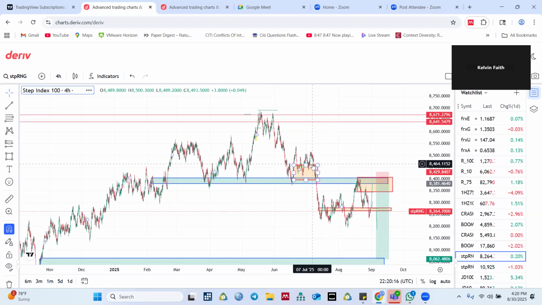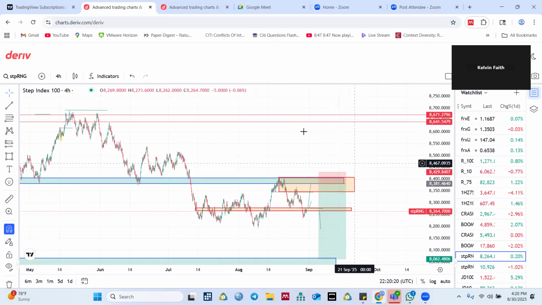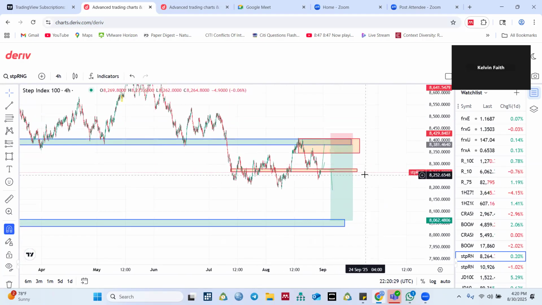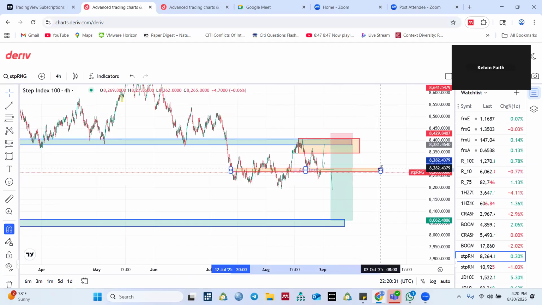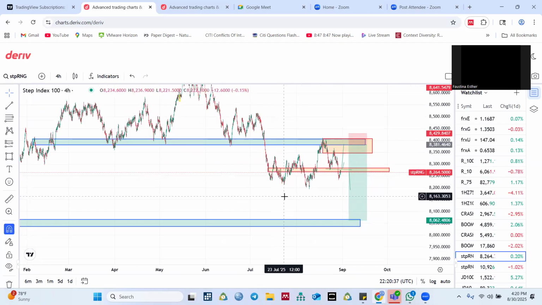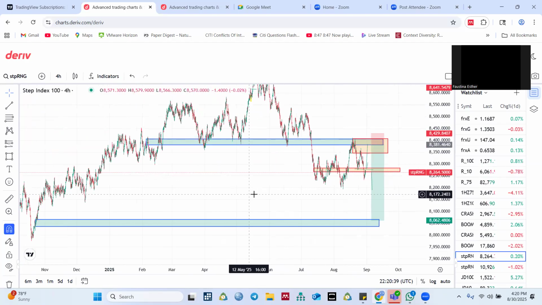So let's see. This is the current framing of the setup. If this high is taken, we are done. But as long as this high is not taken, we are still going to go bearish. Let's see what happens. Uche, do you have any question? No, sir. Okay.